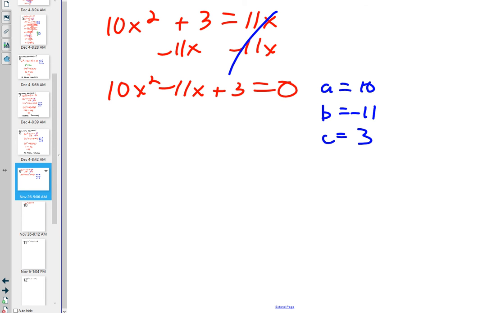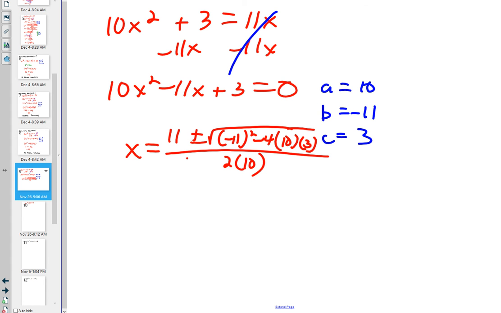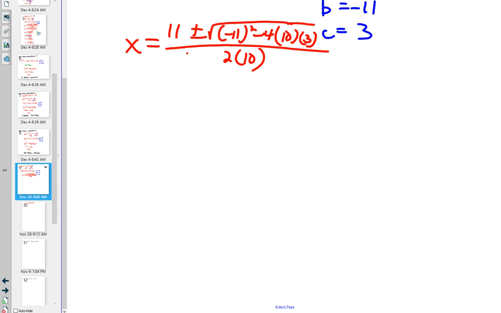If b is negative 11, then what is negative b? Negative 11. Jair helps to listen. Positive 11. Thanks, Jair. So plus 11 plus or minus square root of negative 11 squared minus 4. A is 10. C is 3 over 2 times 10. So x is equal to 11 plus or minus the square root of positive 121. How many negatives come afterwards? 1, so that becomes negative 120 over 20.